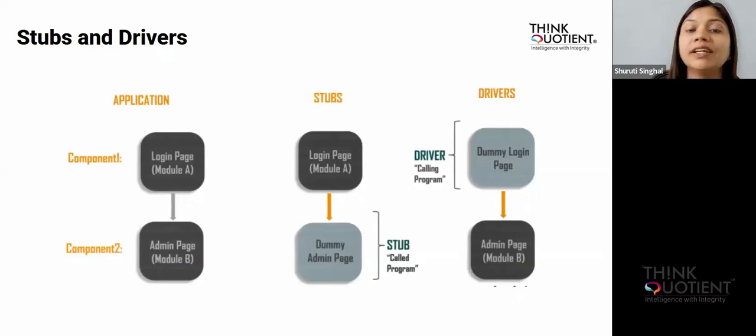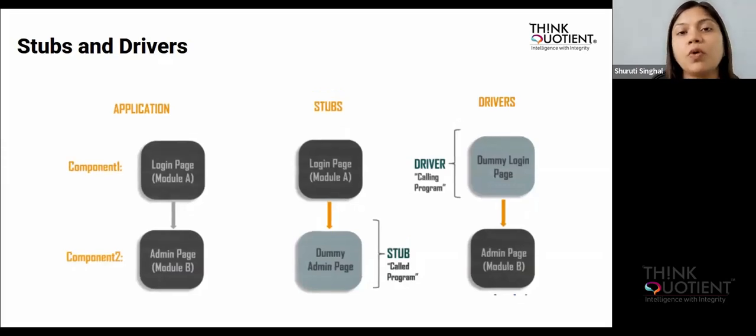So herein we are testing the login page, but this admin page is still not ready. So we basically create dummy code over there. We write dummy code just to see whether we are able to call that particular method or not. So they give a very predefined response or behavior. They will just respond to that particular call, as if to show whether we are able to call that system or not.